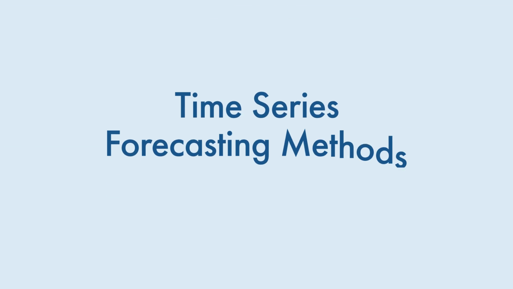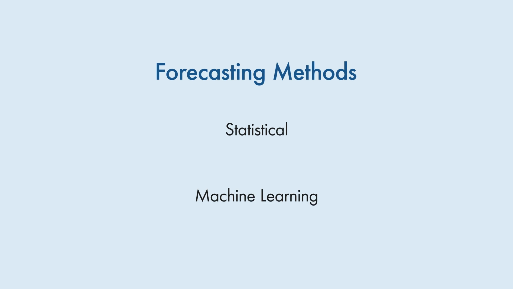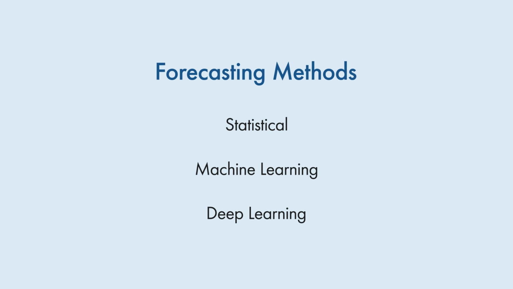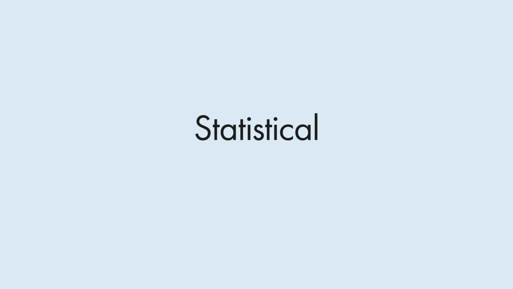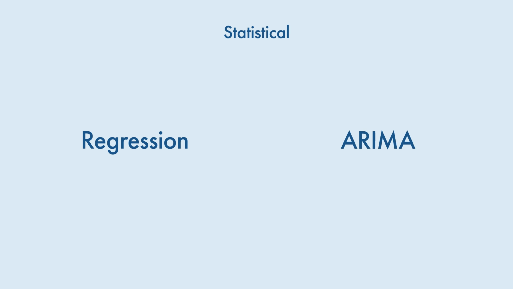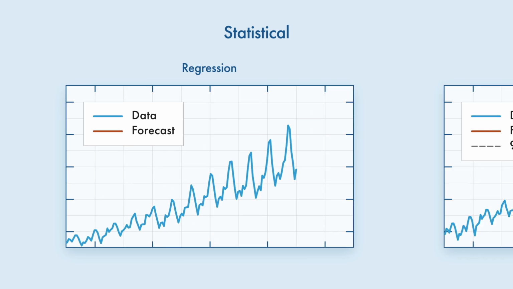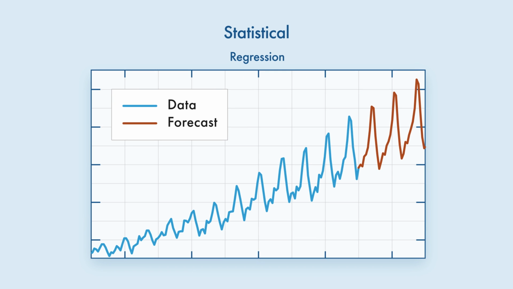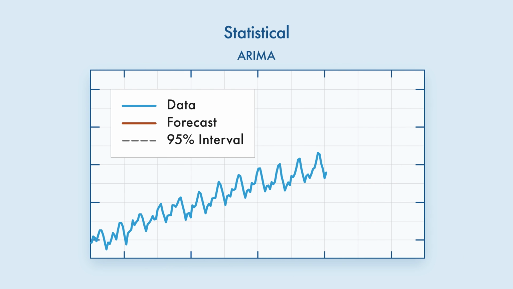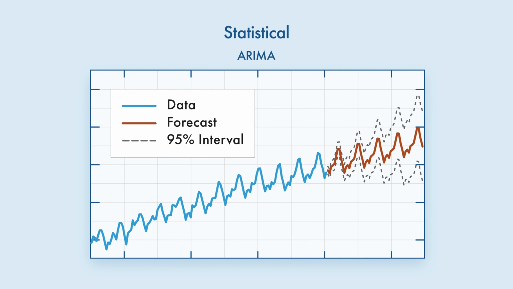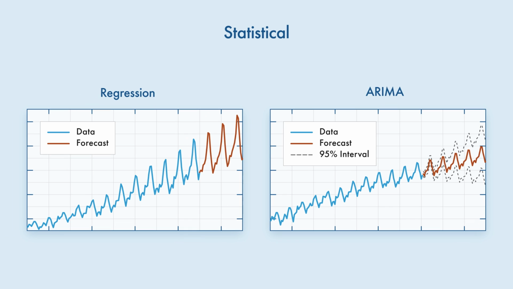Now, what we've all been waiting for, let's explore different methods for time series forecasting. Let's start with the most straightforward approach, statistical methods. Two common statistical techniques for capturing trends in time series forecasting are regression and ARIMA. Regression is useful for identifying steady trends, while ARIMA is effective for handling data with trends and seasonality. Both methods are valuable tools for understanding and predicting patterns over time.